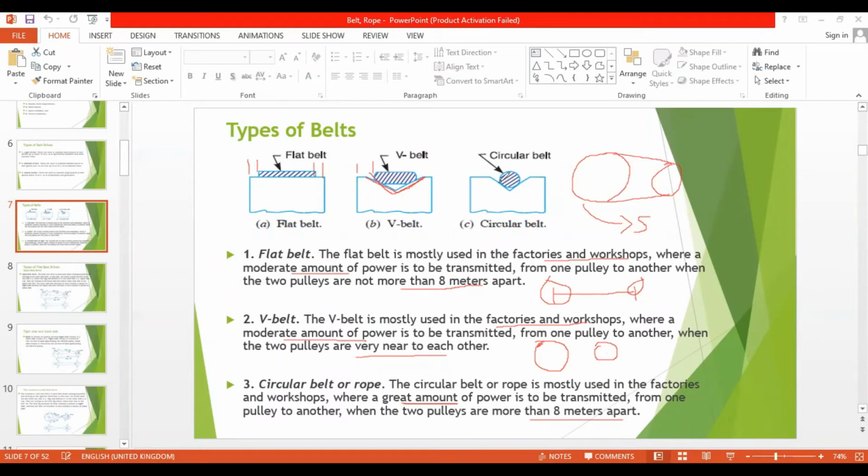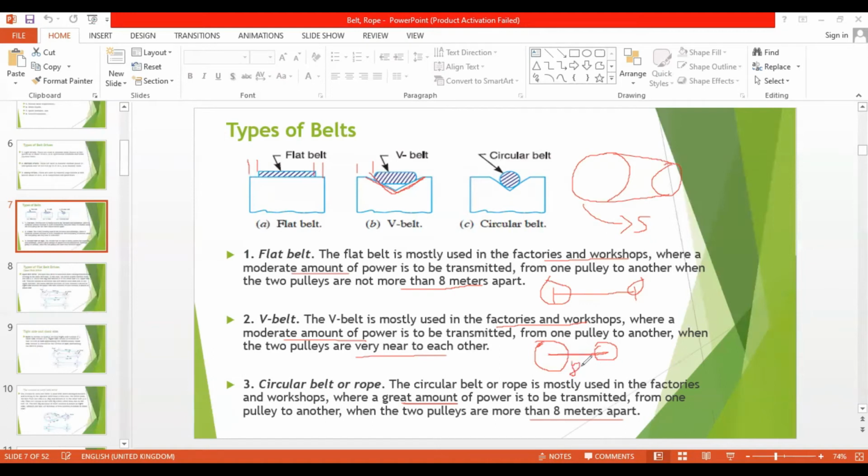There you see that is also in a kind of V cut, but there is still more surface contact, right? If there is more surface contact, then there would be less slip. So that's why we go for this circular belt in great power transmission as well as over large distances, in the sense of a distance of more than 8 meters between these two pulleys.